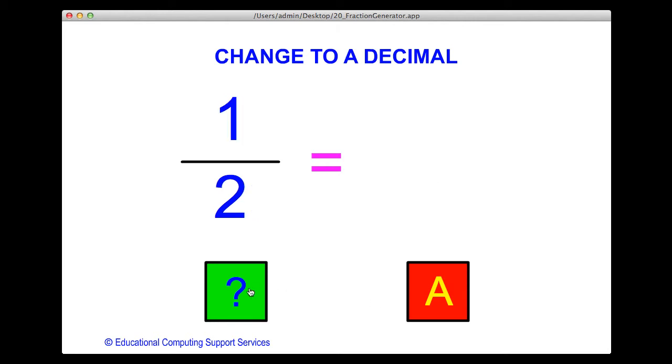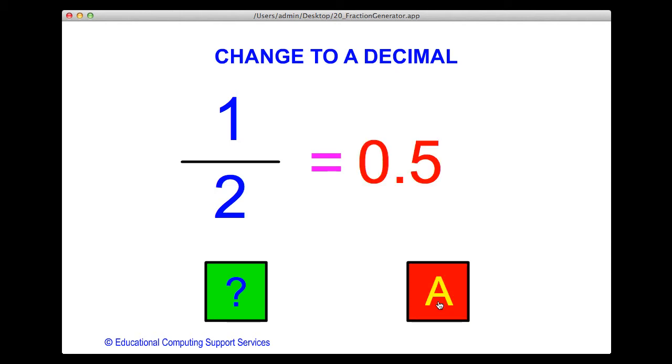The students had to talk about it as a group, write down their answer, that is converting the fraction to a decimal, and hold it up. Whoever got it up first and was correct received a point. And so we could check it straight away to see how they went.